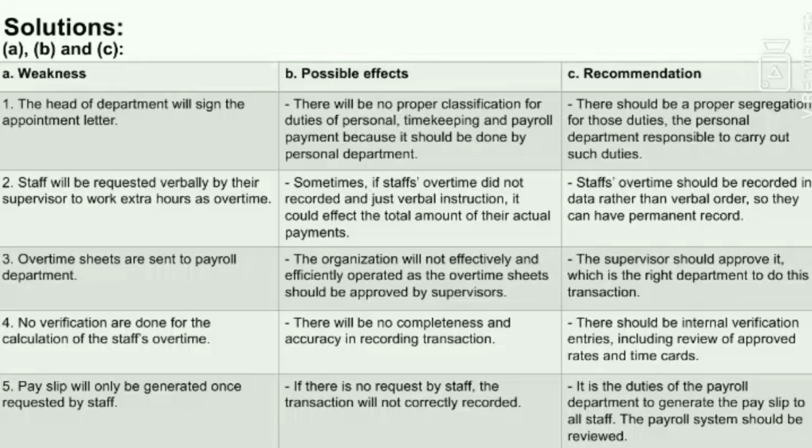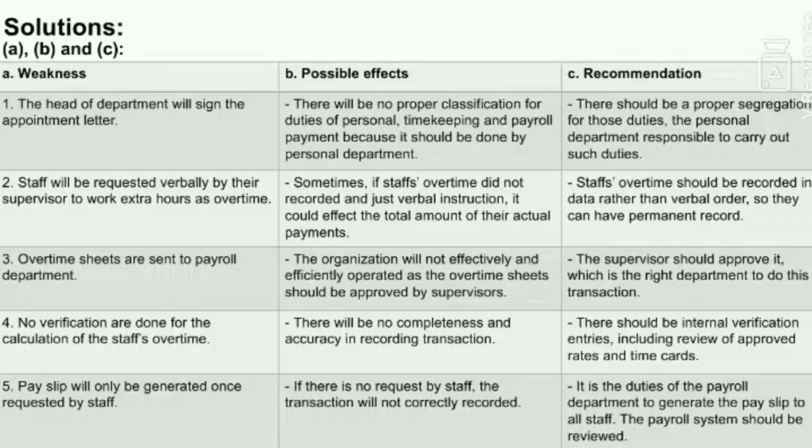Second weakness is staff will be requested verbally by their supervisor to work extra hours as overtime. Sometimes, if staff's overtime is not recorded and just verbal instruction, it could affect the total amount of their actual payment. Because of that, staff overtime should be recorded in writing rather than verbal order so they can have a permanent record.